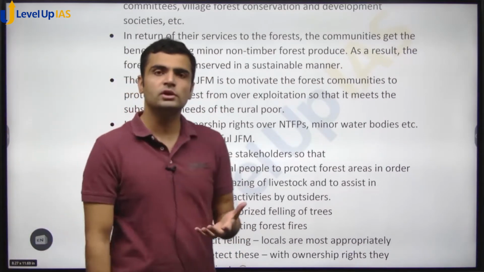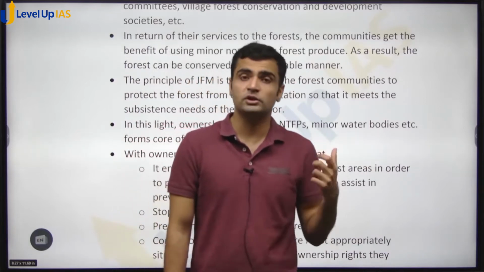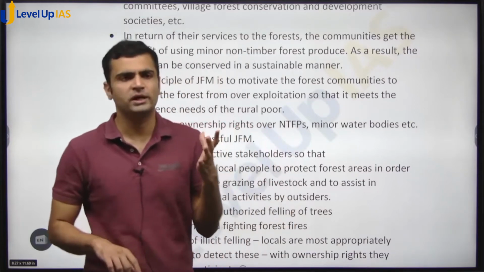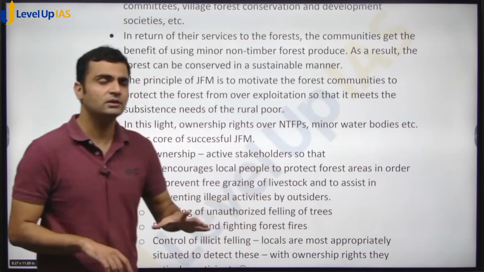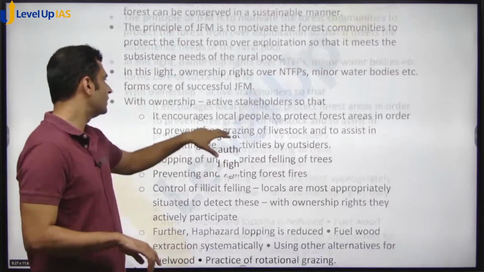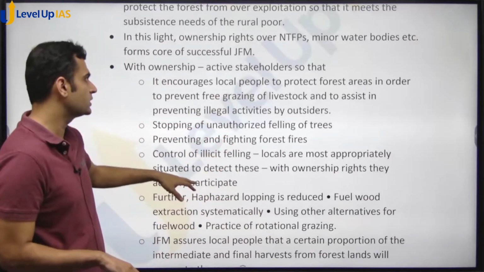So what are these ownership rights under JFM? Basically, community ownership over land, over non-timber forest produce, and minor water bodies, etc. So these are the ownership rights. That could be your transitioning statement. And how is that related to the success of these JFM operations?